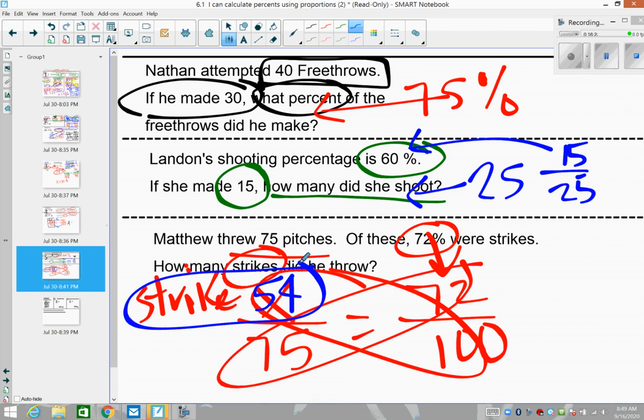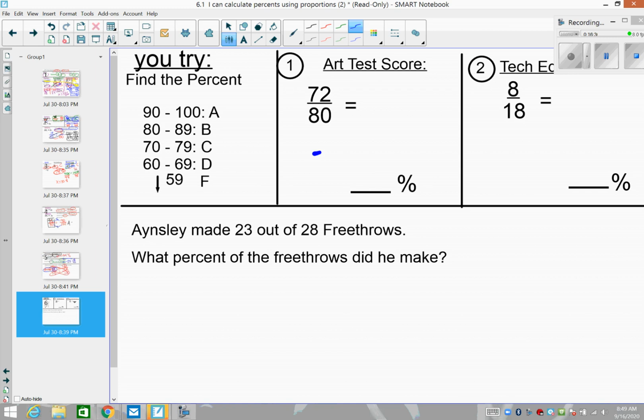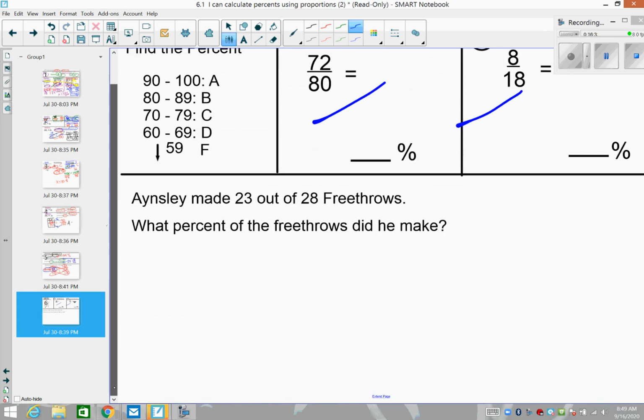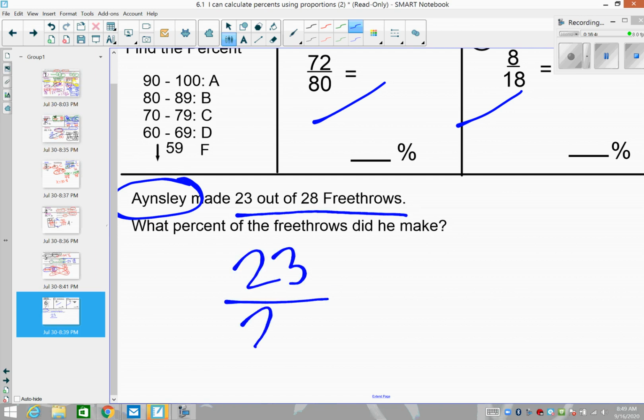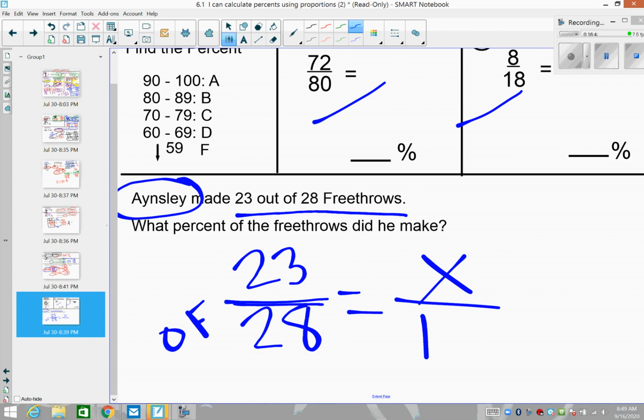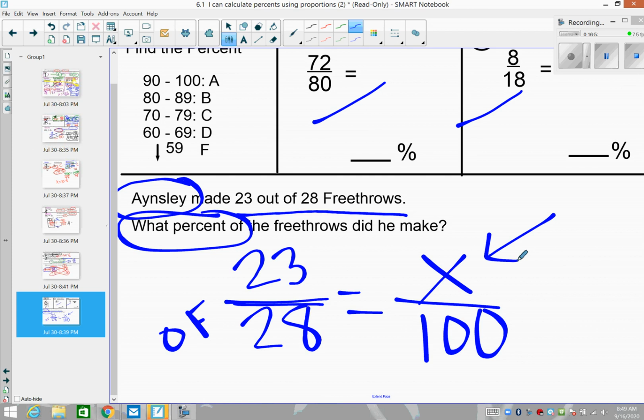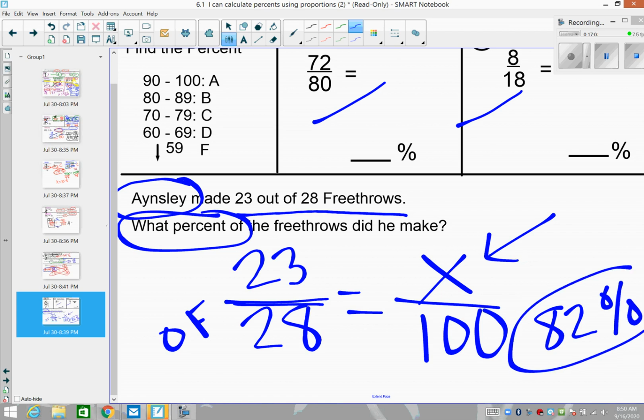Cool. All right, I think we're good on the test examples, and we're going to do this last problem here. This will be closure here. Ainsley made 23 out of 28 free throws. Here's my of here. How many out of 28? So we're looking for the percent this time. We don't know the percent, so we have to find it. Take cross products and solve. Again, I'm skipping my work on that step. We come up with 82% when I round. So that means that Ainsley is an 82% free throw shooter.